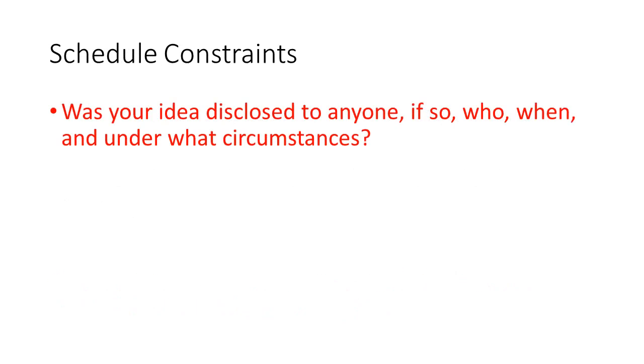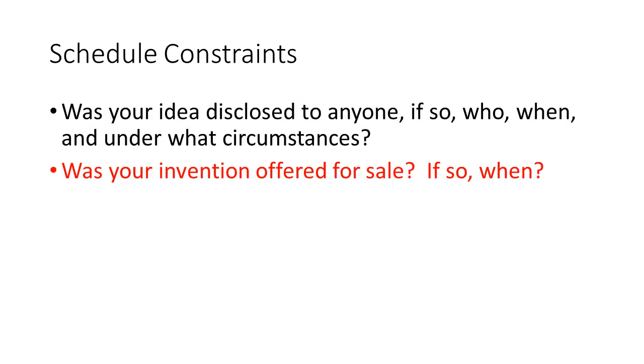Next thing we want to talk about is schedule constraints. And to do this, we're going to talk about a few circumstances. The first one is, was your idea disclosed to anyone? And if so, who, when, and under what circumstances? Because a public disclosure under certain conditions can technically prevent you from getting a patent on your invention. So hopefully that's not the case for you. But in general, it's better if you can file your patent application before any form of public disclosure. But if you did do a public disclosure, in certain cases you have up to 1 year to file an application. But in general, it's better to file an application sooner rather than later.